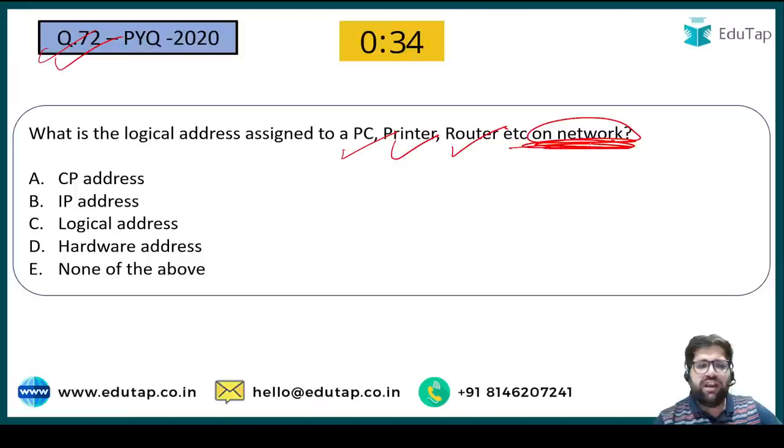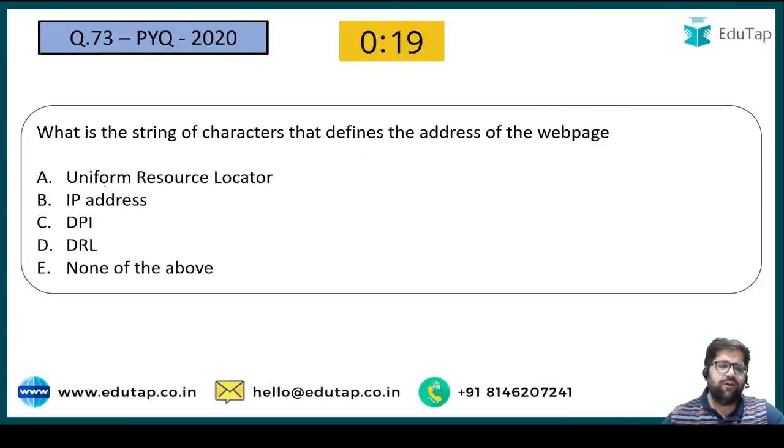If you are on a network, then you will have a unique address. Question number 72. Yes, Len is going with B. Yes, it's an IP address. IP address stands for Internet Protocol Address. We have already discussed the full form.